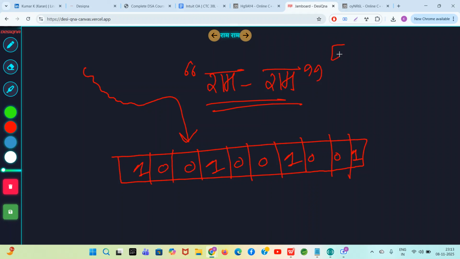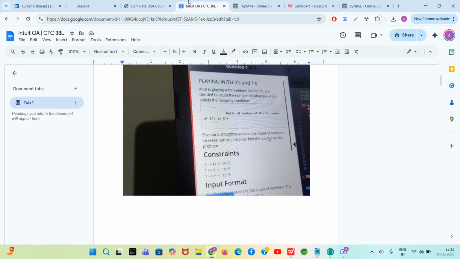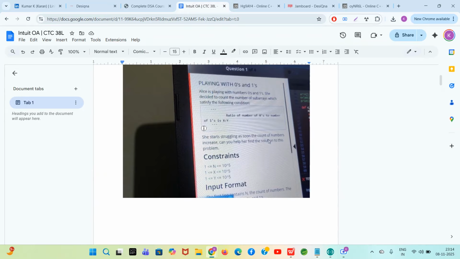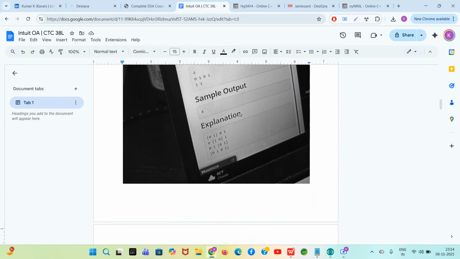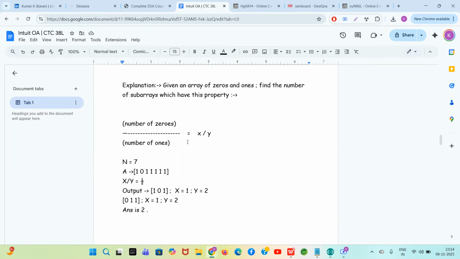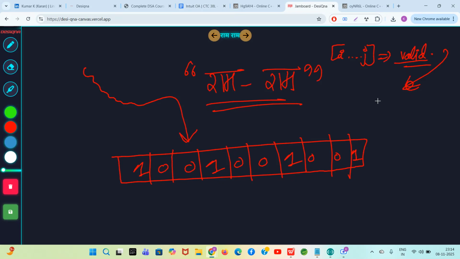They are saying that a subarray from index i to j is called valid if and only if the count of 0 divided by the count of 1 is in the form x to y, and x to y is in the minimum possible form, so you will not have to divide anymore. So count of 0 divided by count of 1 is x by y. Let's say x is given to you as 2 and y is given as 1.